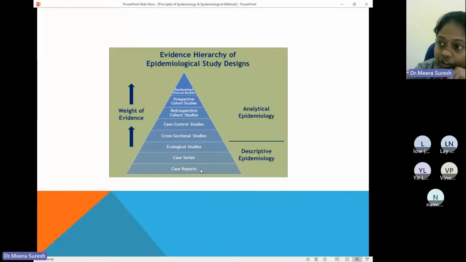So that is why the cross-sectional study is placed in a higher level than that of the ecological. The basic unit of study in case of ecological studies will be population, but in case of cross-sectional study, the basic unit will be individual. Means the result we get in cross-sectional, we can apply to the individuals also. That's the difference.